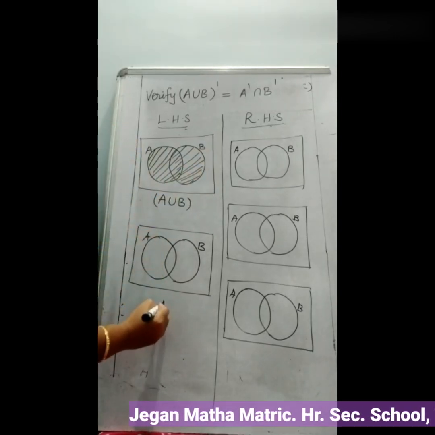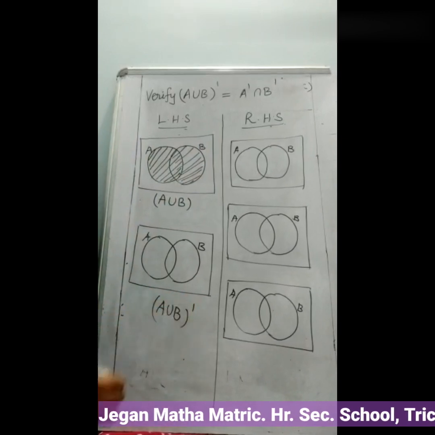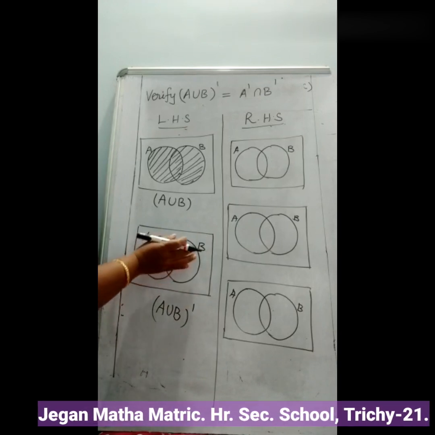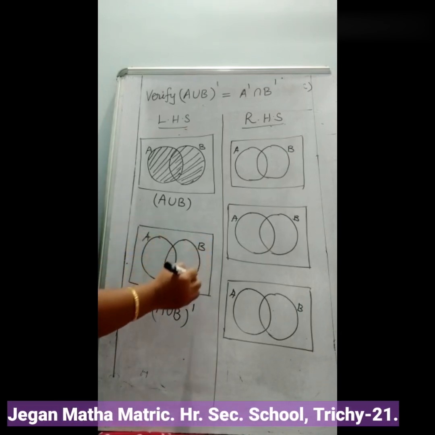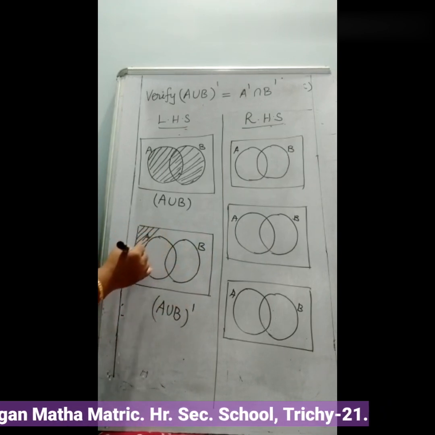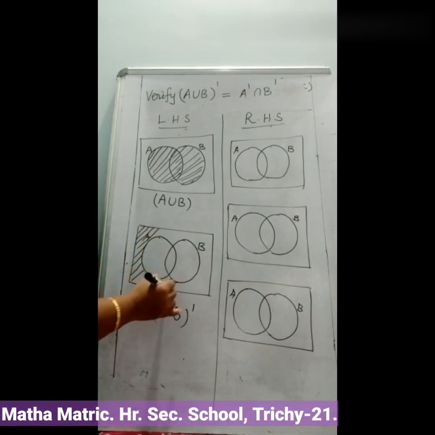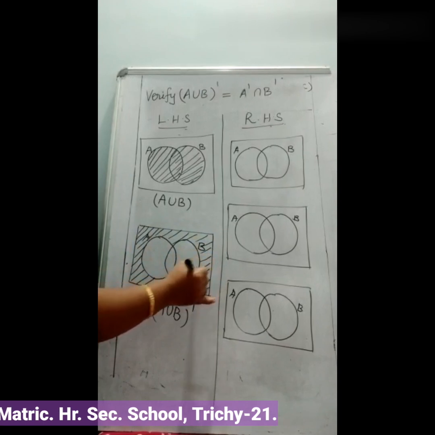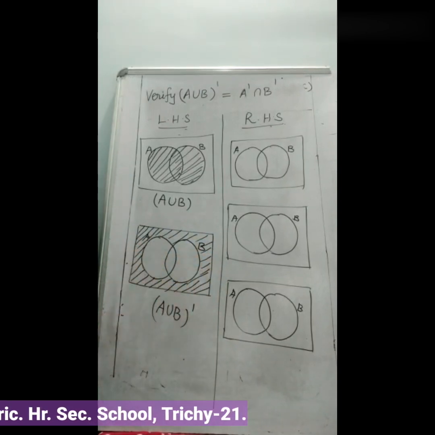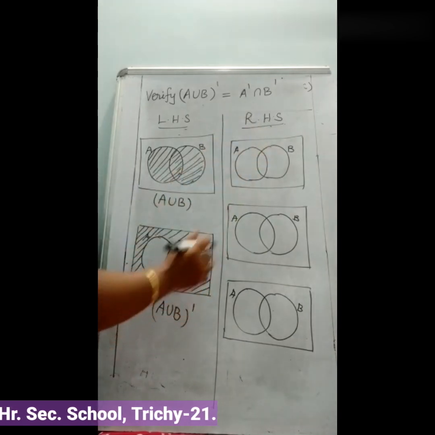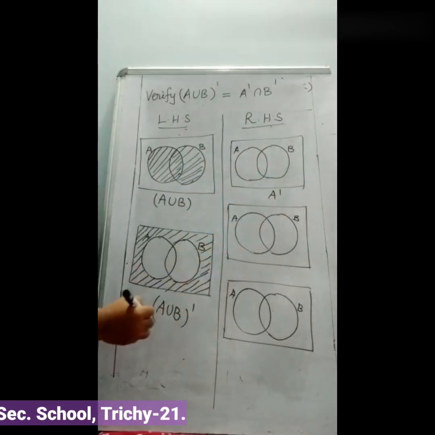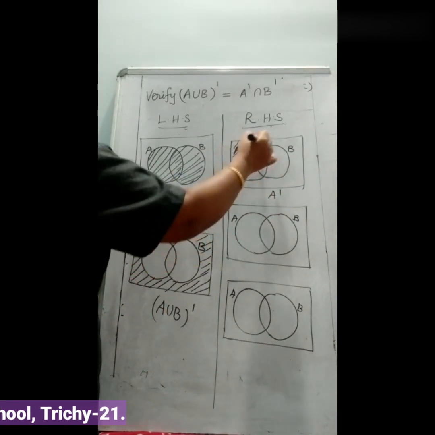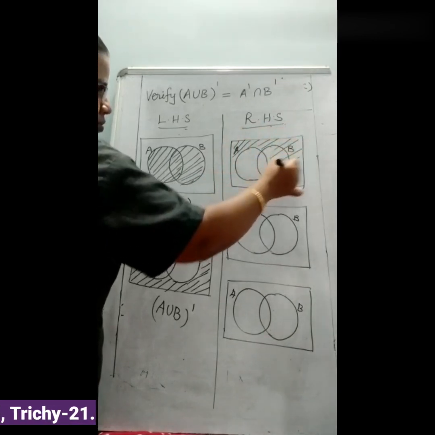So this is (A union B) the whole dash. That means you have to take out, don't take this A union B. The remaining part of A union B you have to shade. So like this you have to shade for (A union B) the whole dash. The remaining part of A union B is equal to (A union B) the whole dash. Next we have to take RHS. First one is A dash. You have to shade the region of A dash. So except A, the remaining part you have to shade for A dash.